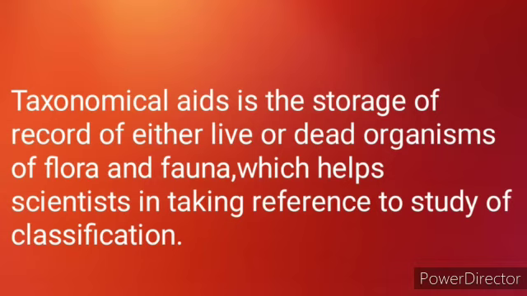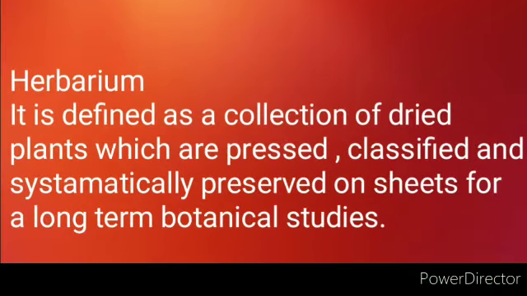Okay, what is a taxonomical aid? Taxonomical aids are the storage of records of live or dead organisms of flora and fauna, plants and animals, which helps scientists take reference for their further studies. Okay, what are the taxonomical aids? We can see them one by one. First one, it is the herbarium.